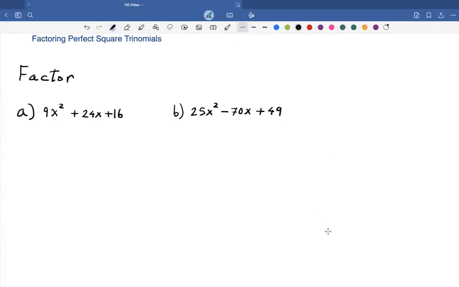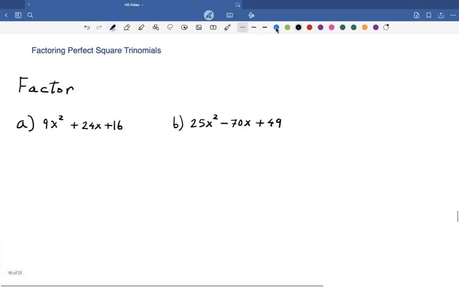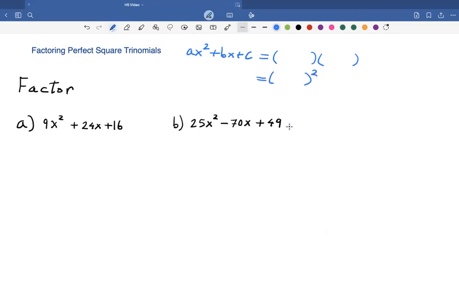Here I'm going to factor two trinomials that are known as perfect square trinomials. In a perfect square trinomial, you have a trinomial ax squared plus bx plus c that can be factored into two brackets that are the same so that we can write it as one bracket all squared. And I'm going to explain first how we can identify these.